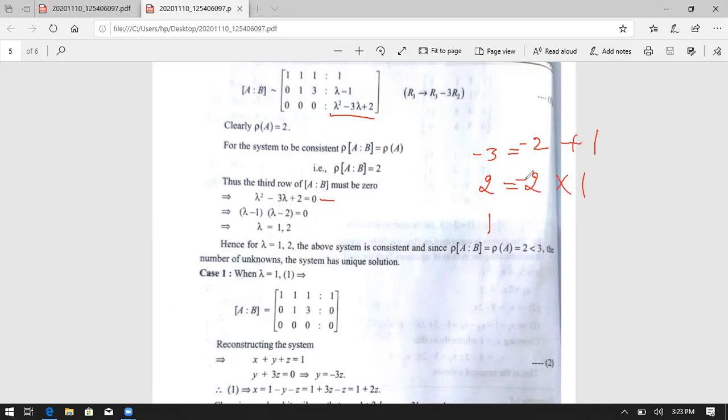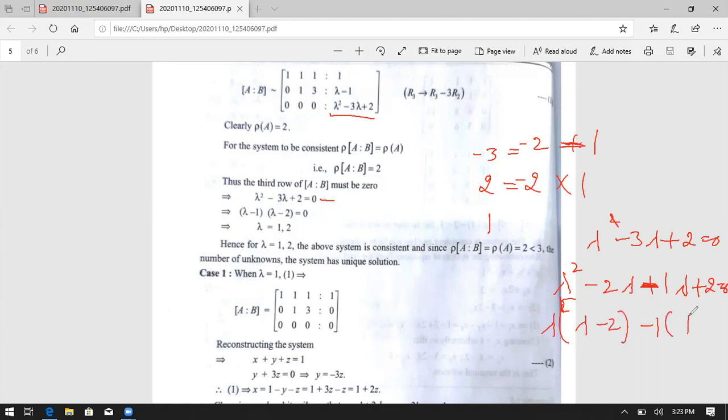Okay, then simplification. How to find it? Lambda square minus 3 lambda plus 2 is equal to 0. Then lambda square minus 2 lambda minus 1 lambda, this is minus, this is also minus, minus into minus is plus. Then plus 2 is equal to 0. Finally, take lambda common, that is lambda minus 2, and here minus 1 means lambda minus 2. Next, lambda minus 2 is one equation, one value, and lambda minus 1 is equal to 0, another value.